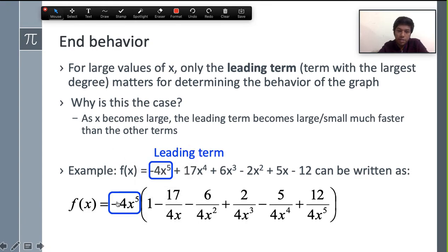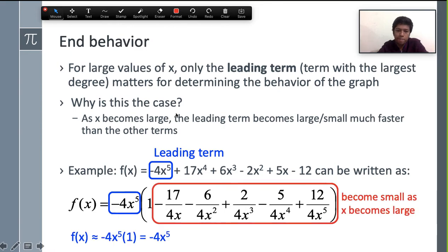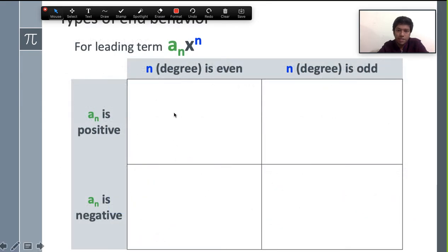This is the leading term, and the end behavior will depend on the leading term. This is x to the power 5, so the end part of the graph will look like an x to the power 5 graph. That means an odd powered graph. These things are written here.